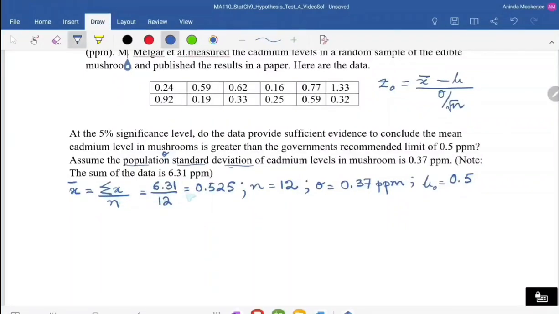So we got all our data that we need to find the test statistic, right? Now, what we need to do now is come up with an alpha, which is the significance level.